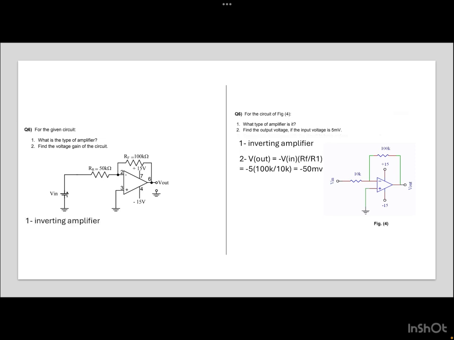For this question, you can use this formula to find the gain, as you see here: the gain equals minus Rf over Rin, equal to minus 100K over 10K, equals minus 10.